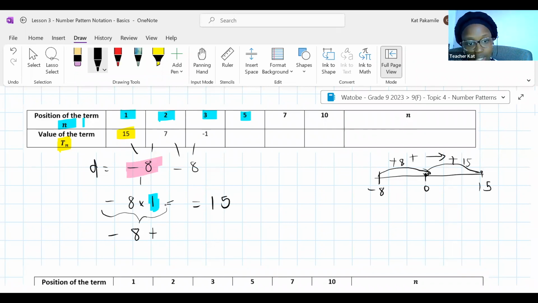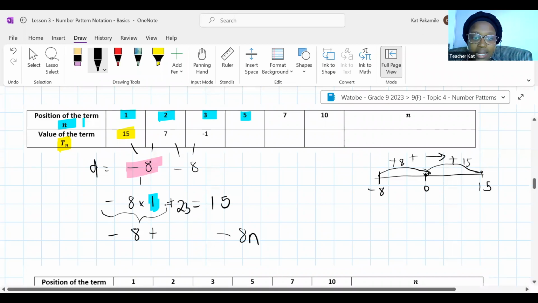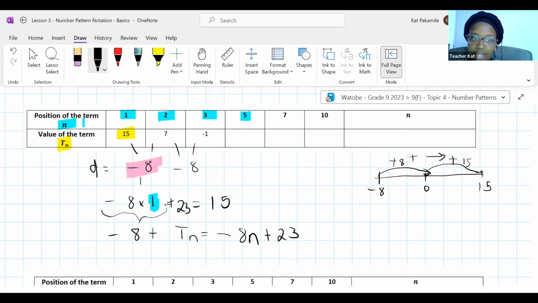So then our rule will go -8 times the position, which is n, plus 23, and that'll be Tn. So this is how we write it. To get the term in number n, you say -8 times whatever n is plus 23. Okay, now let's put that into our table.